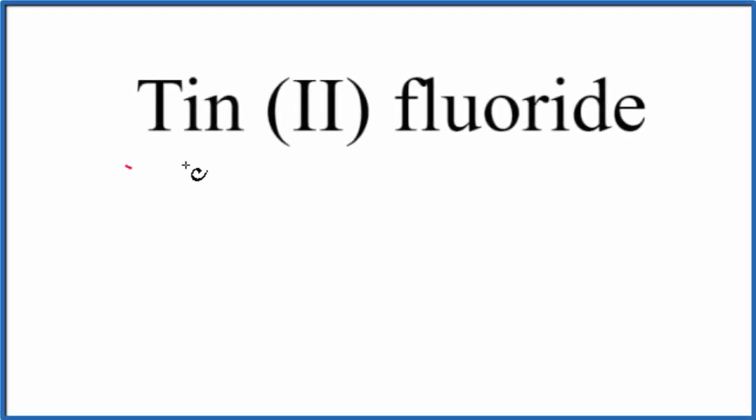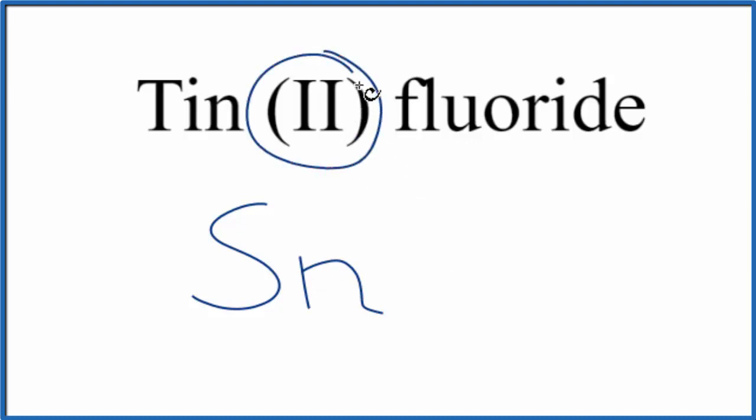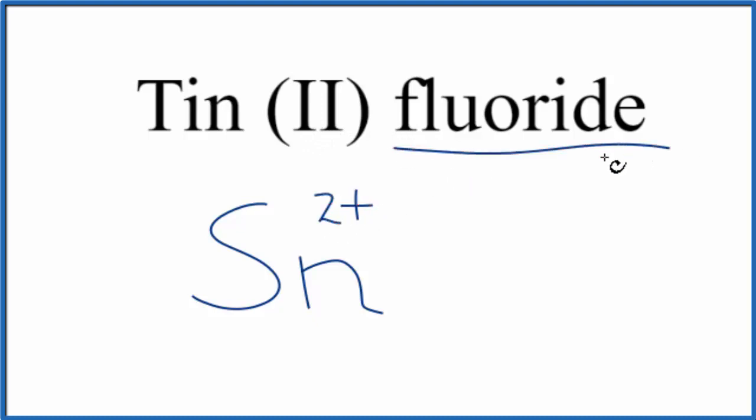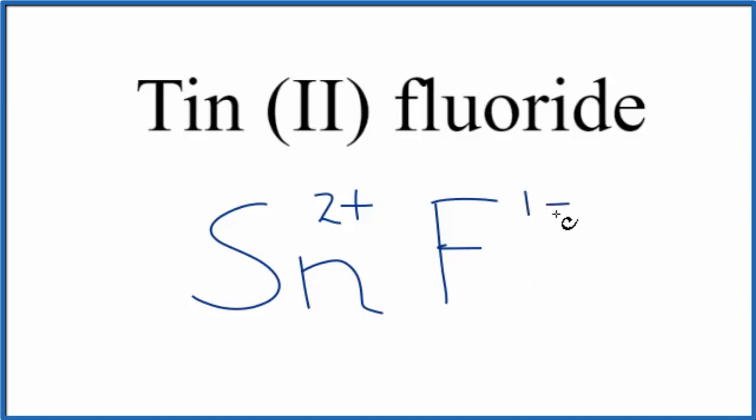To write the formula for tin(II) fluoride, let's first write the element symbol for tin. So tin on the periodic table, that's just Sn. And this 2 here, this Roman numeral, that tells us that tin's a transition metal and it has an ionic charge of 2+. For the fluoride, that's just F on the periodic table. And fluorine, that's in group 17, sometimes called 7A. That has an ionic charge of 1-.